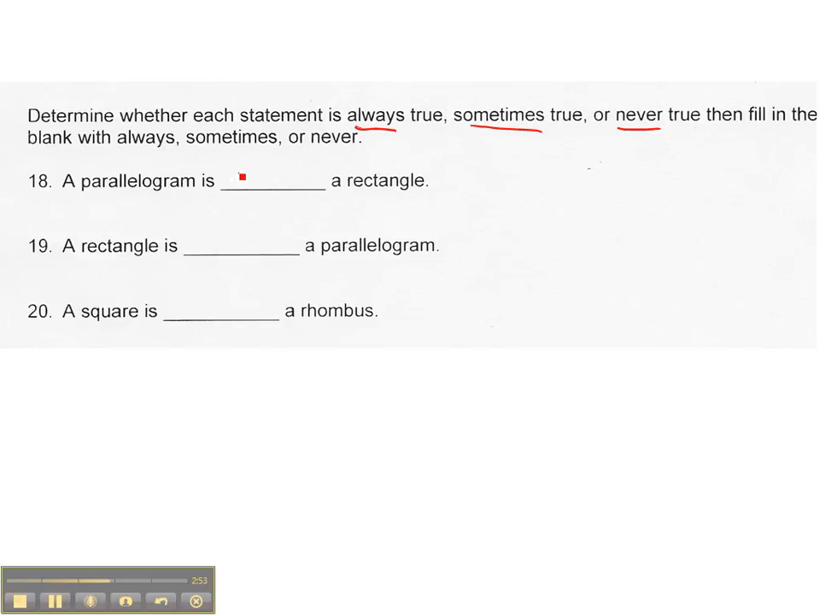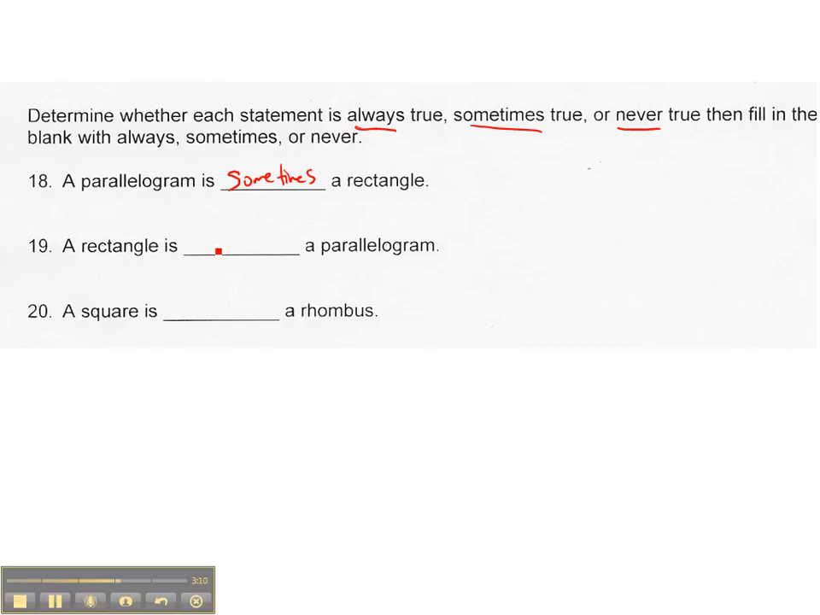A parallelogram is sometimes a rectangle. It also is sometimes a rhombus, so it's not always a rectangle. And sometimes it's neither. It's sometimes just a parallelogram, not a special type of parallelogram, like a rhombus or a rectangle or a square.